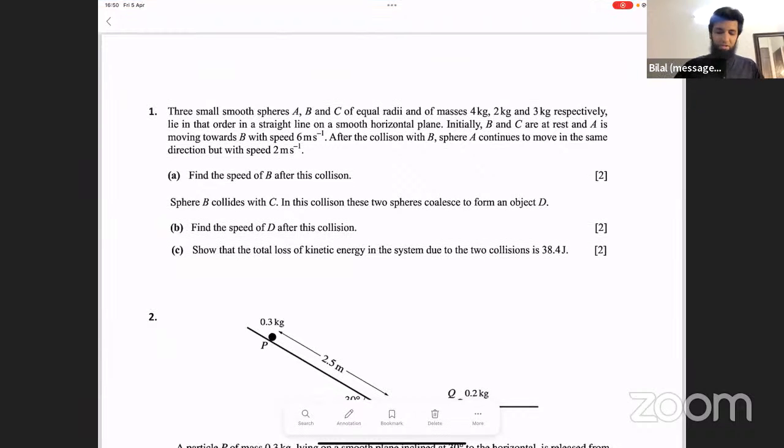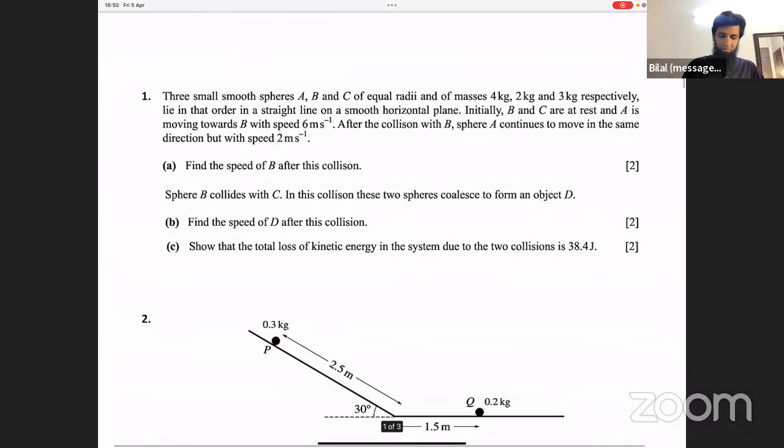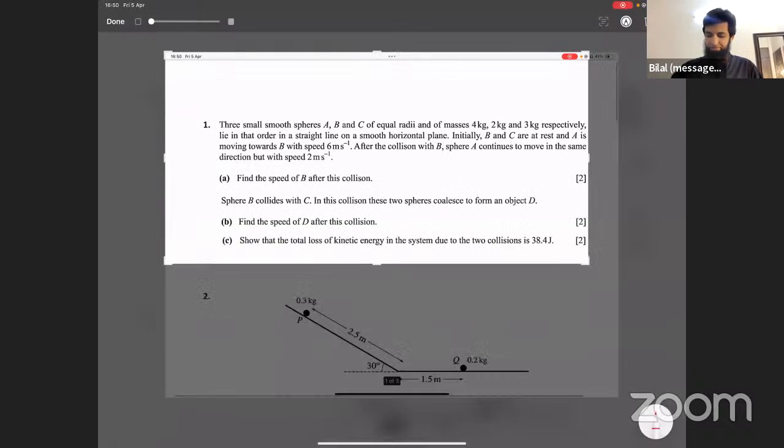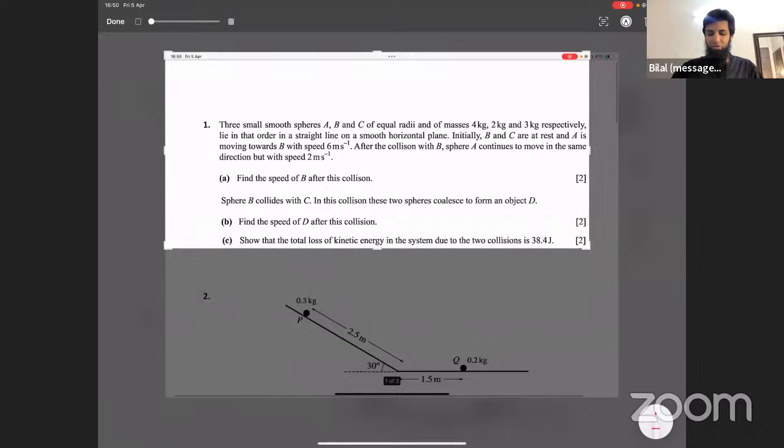Okay, so let's start with a simple one. This is question number 1 from the worksheet. Fairly straightforward. Let's see how we would approach this one.